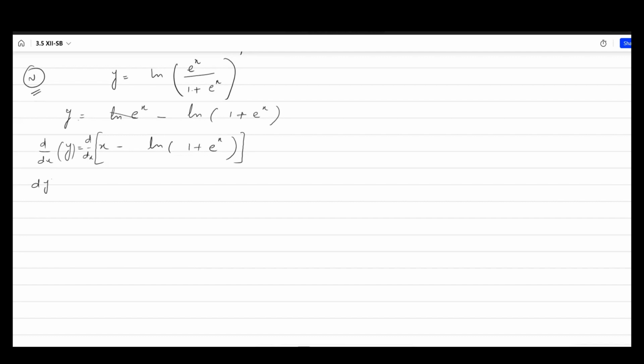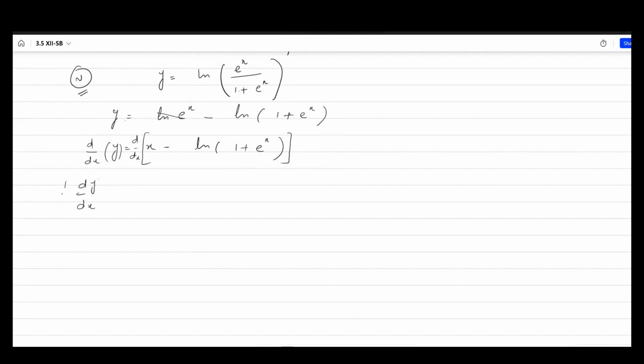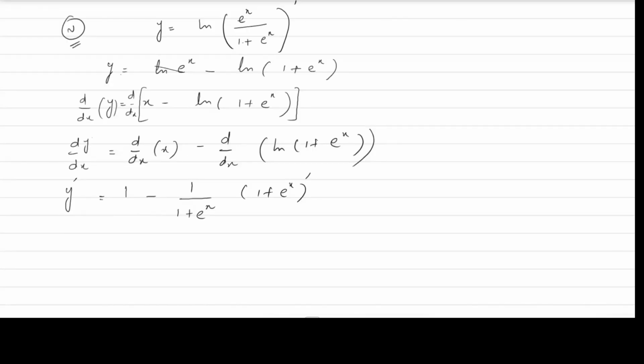So it would be dy by dx. So y bar, dy by dx, here there is no ln, so dy by dx will be coming and we can write dy by dx as y bar. Y bar is equal to 1 minus 1 upon 1 plus e of x, and derivative of this 1 will be 0 plus e of x derivative is e of x.